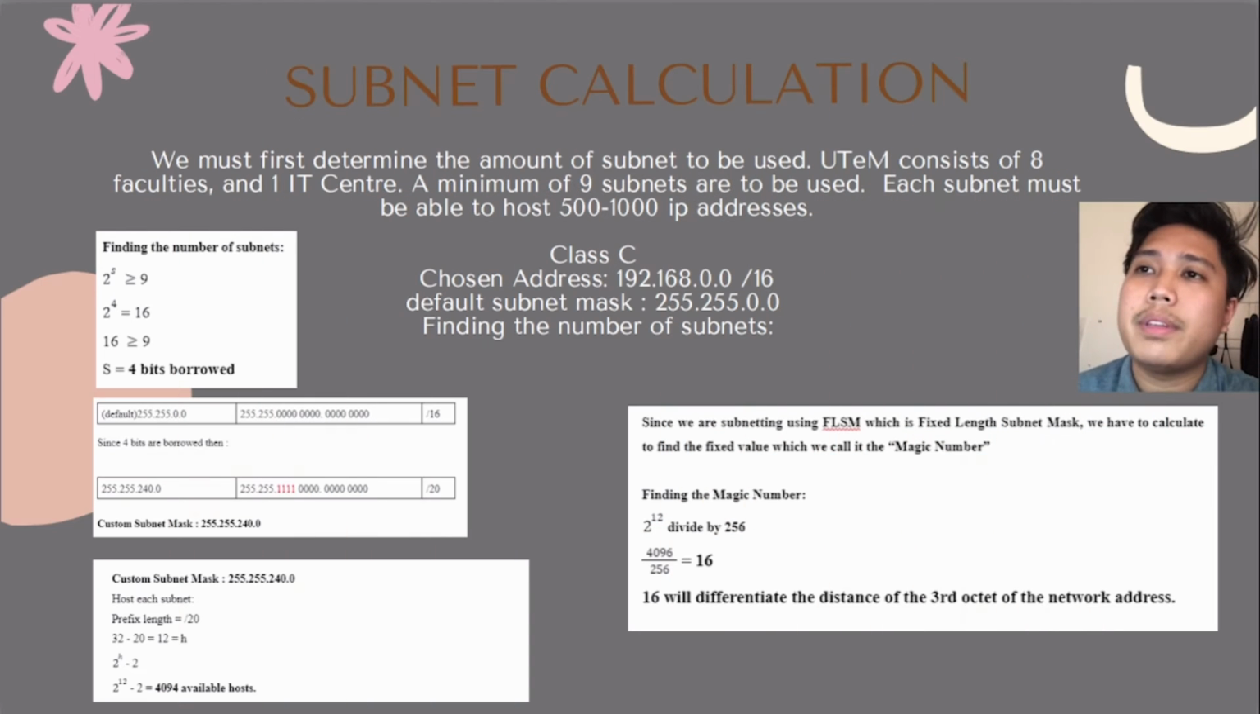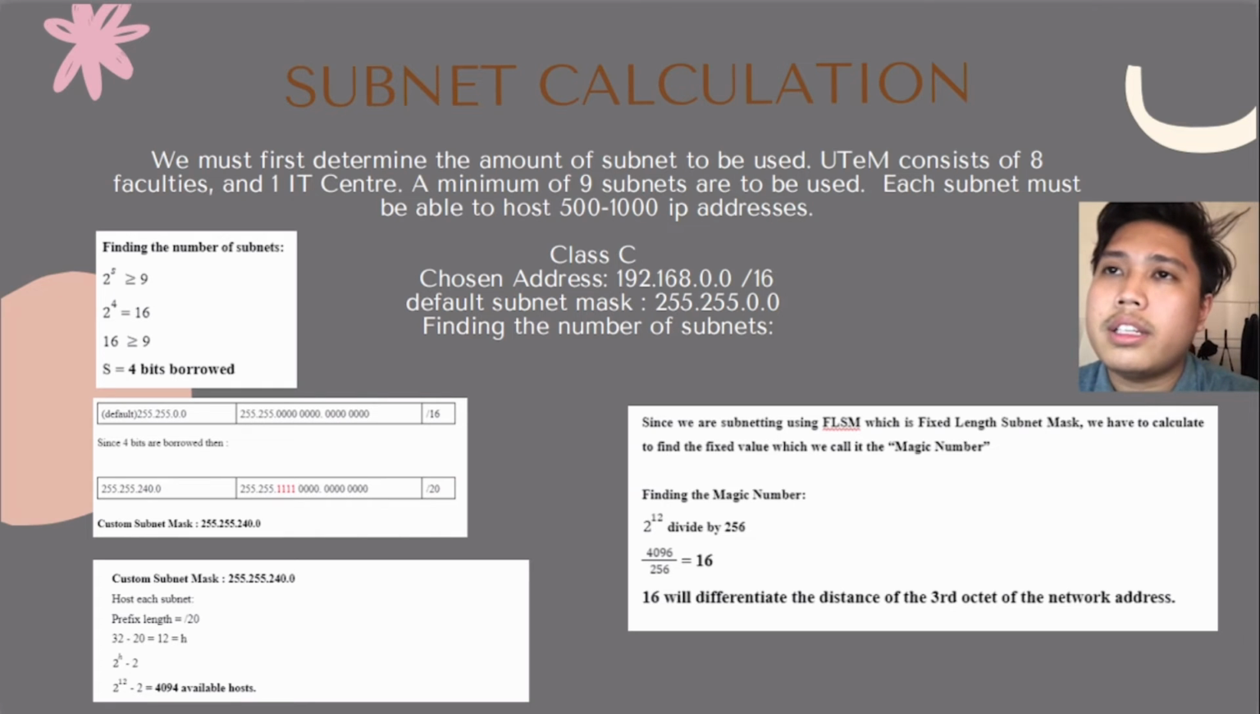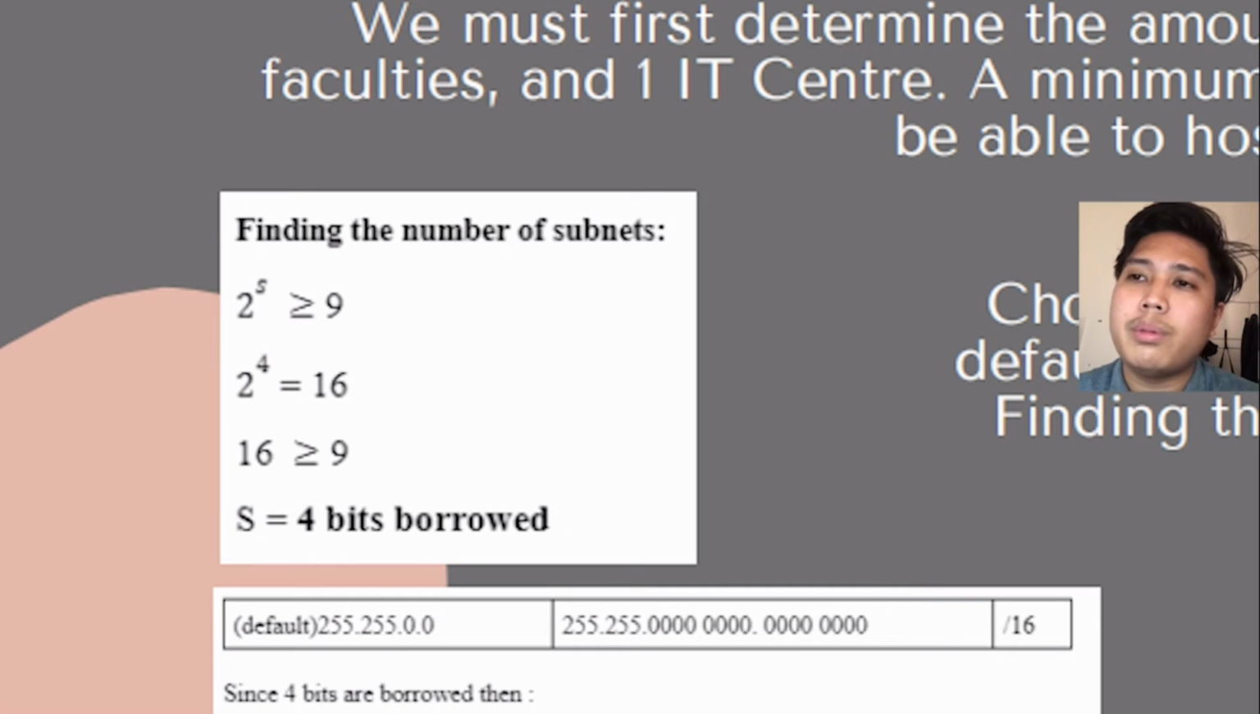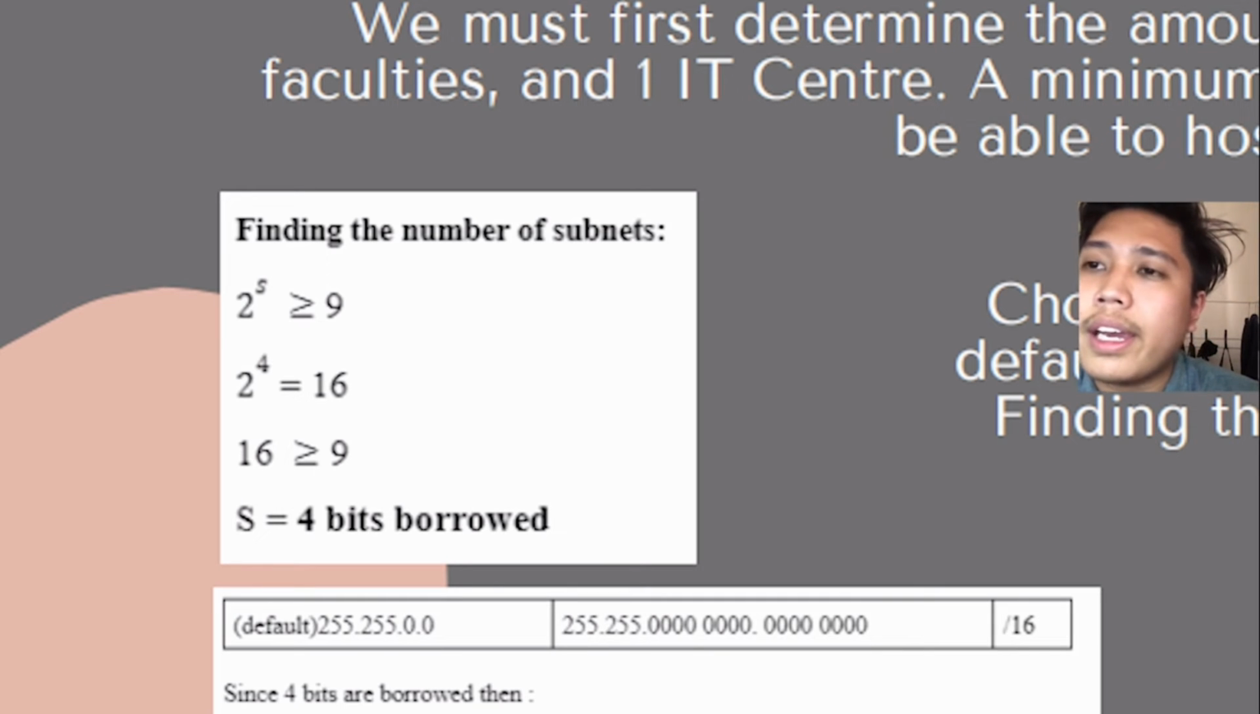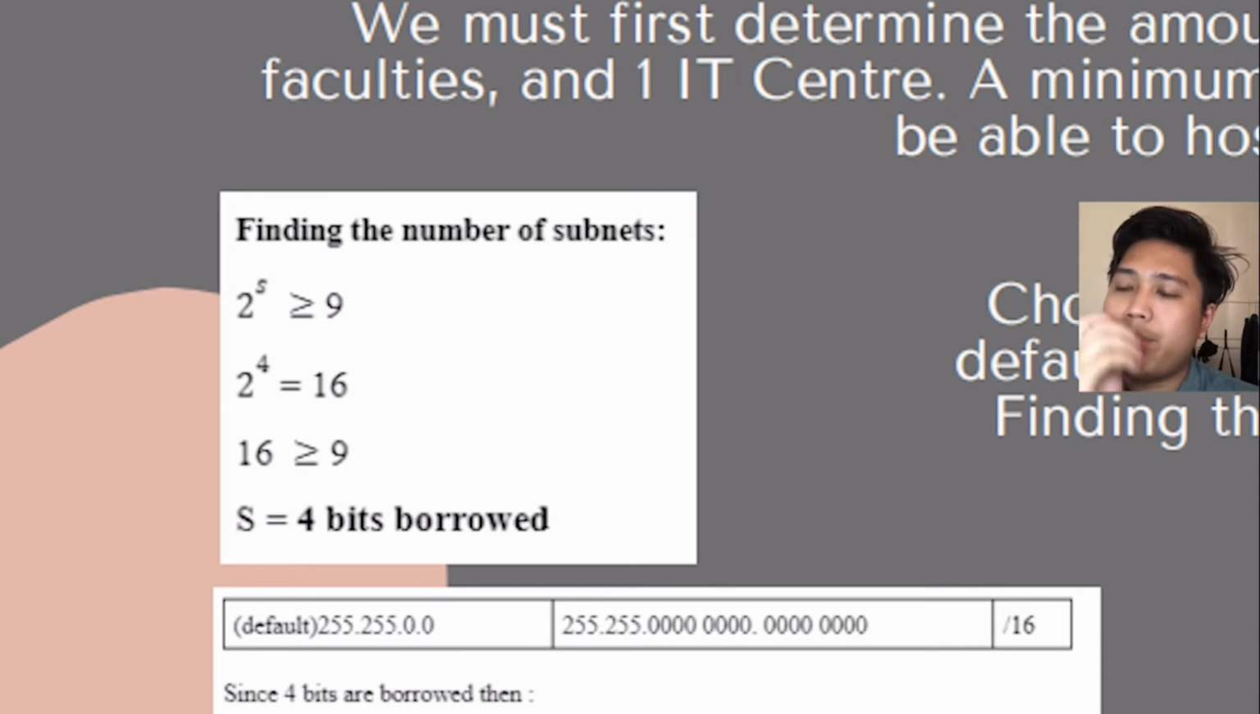So next is the subnetting calculation. UTEM has 8 faculties. There will be 8 plus 1 since the IT center is only 1. So a total of 9 subnets are going to be used. Based on the number of subnets, we'll be using the formula 2 to the power of S, where S is the number of bits borrowed. With subnets equal to 9, we have to find anything that's more than 9. The closest one is 2 to the power of 4, which is equivalent to 16. So the amount of bits borrowed, S, is 4.